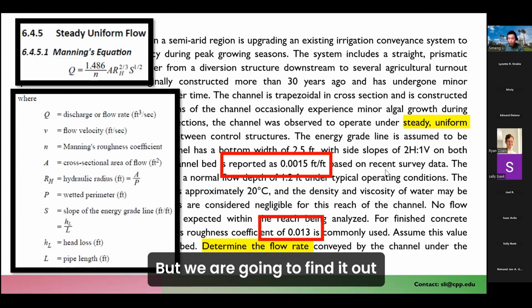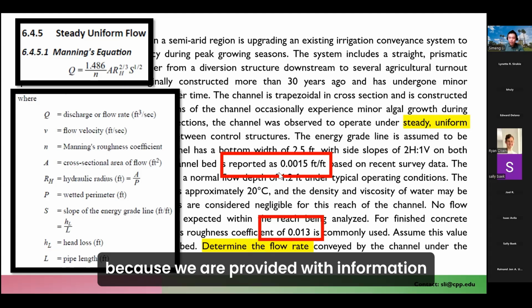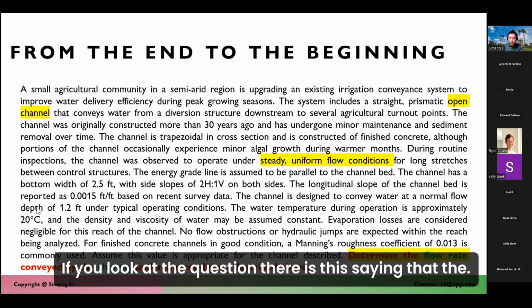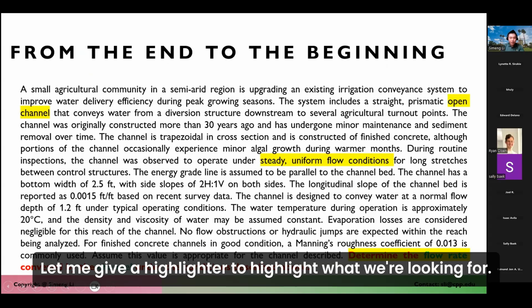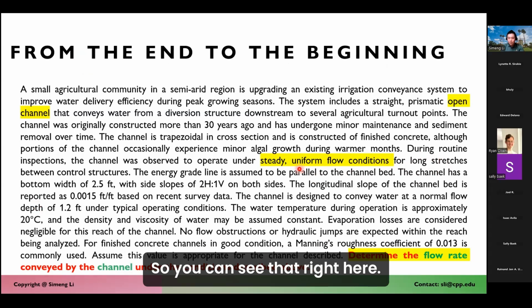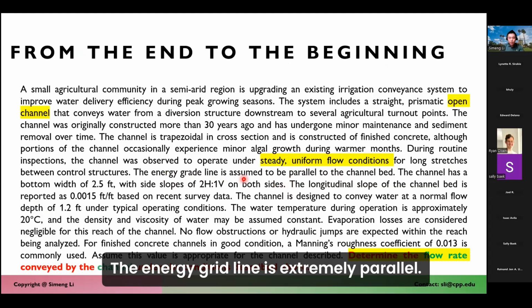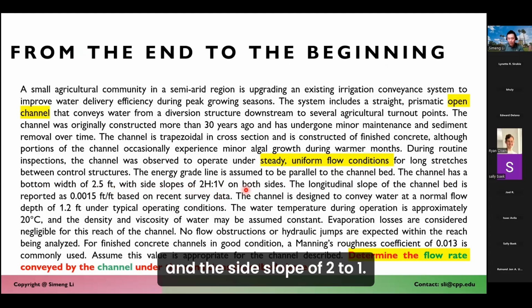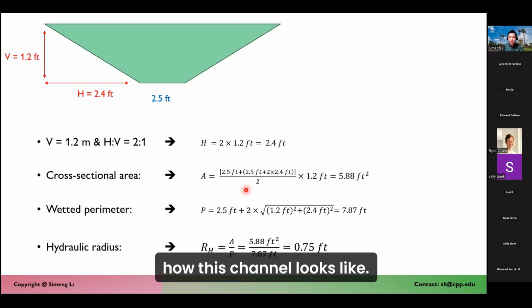But we are going to find it out because we are provided with information related to the channel. If you look at the question, let me use a highlighter to highlight where we're looking. So you can see that right here. The energy grade line is assumed to be parallel. The channel has a bottom width of 2.5 and a side slope of 2 to 1. So this information gives us how this channel looks.